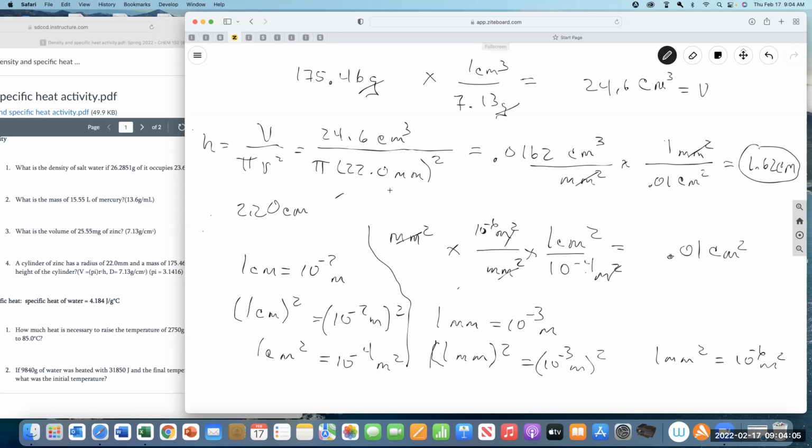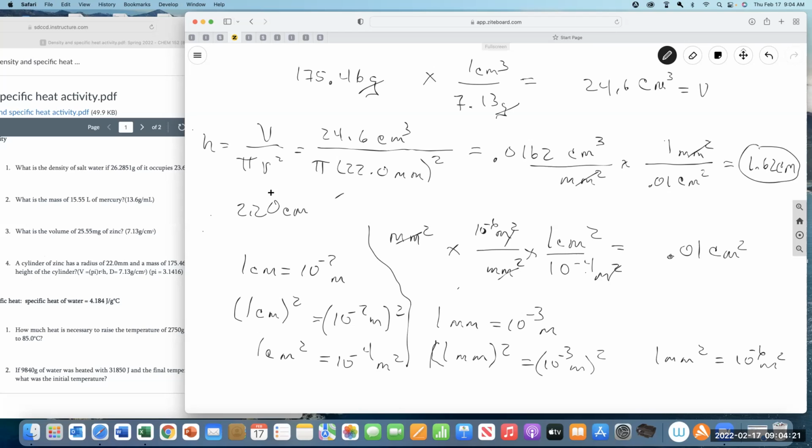Yeah, I guess what I got confused is eventually I got to the point where I had 24.6 grams over centimeters cubed, like over 59.3 centimeters cubed, and I don't know how to.